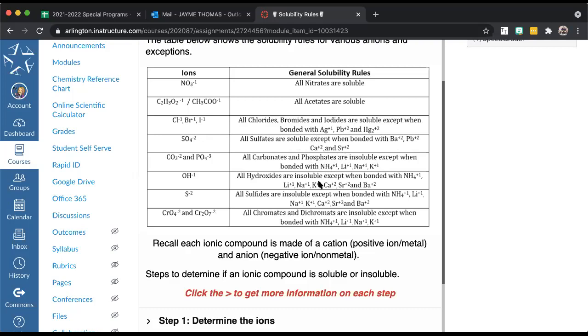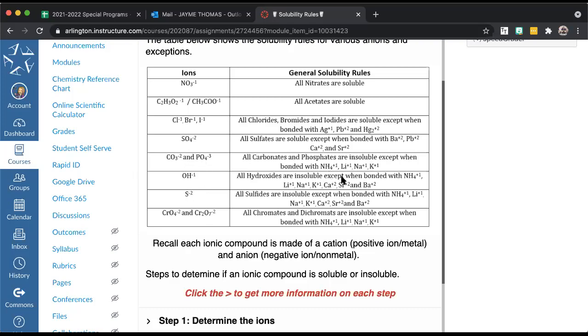Now, the last four on here, if you notice, the wording's slightly different. This one is for carbonate and phosphate. It says all carbonates and phosphates are insoluble. So now the bottom four, their normal thing is they do not dissolve. They are insoluble, except if they're paired up with certain positive ions. So normally carbonate and phosphate are going to be insoluble, hydroxide is going to be insoluble, sulfide is going to be insoluble, and then chromate and dichromate, all of these down here are normally insoluble.